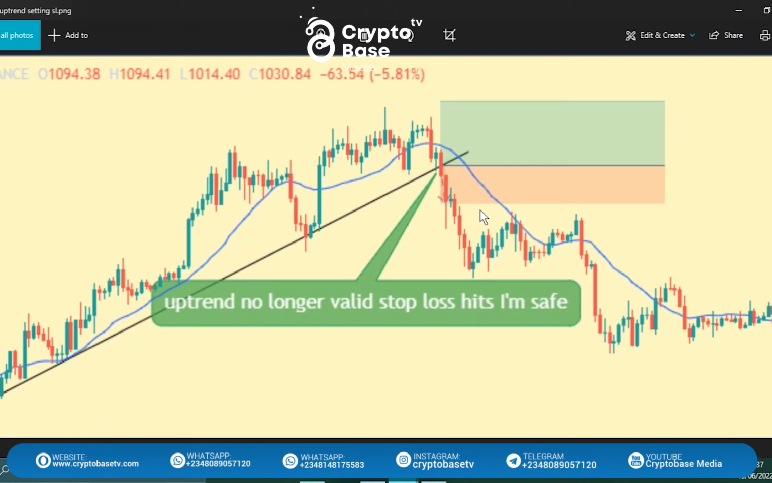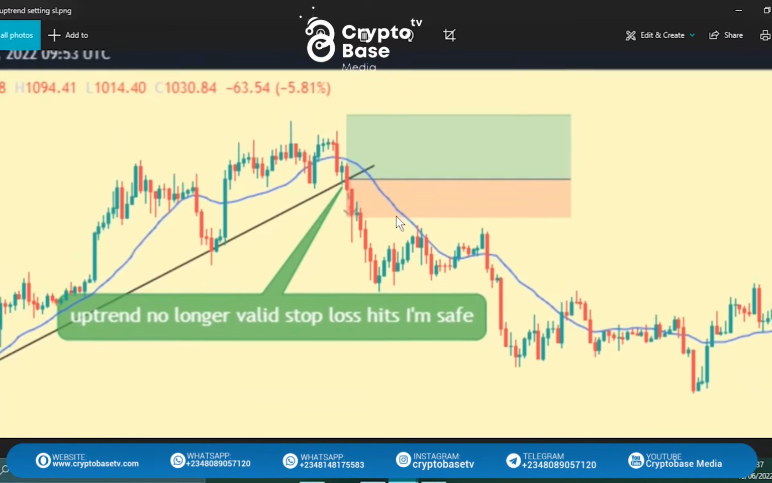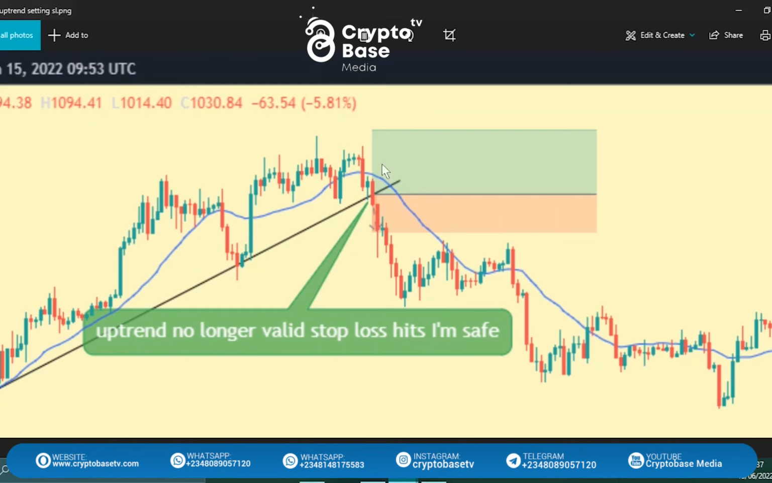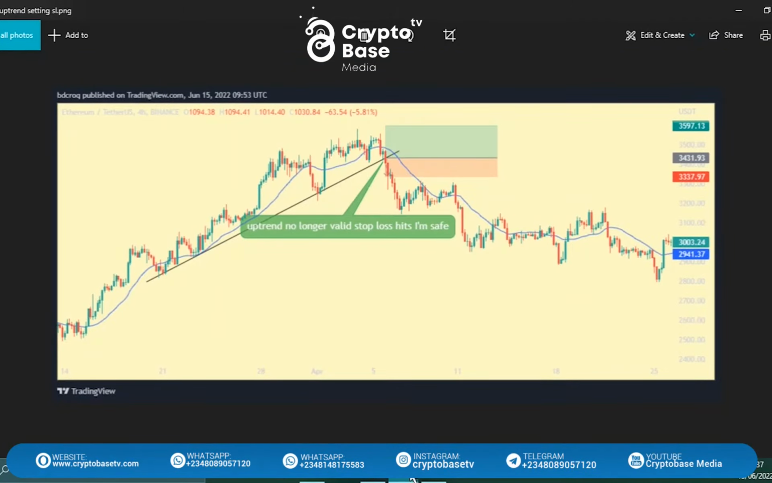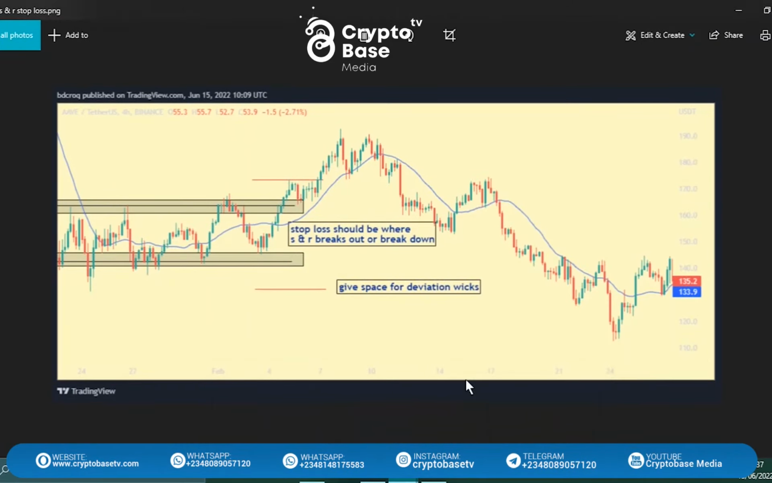This is using technical analysis to set your stop losses properly. You don't just say my stop loss is 5%, 10%. No, it doesn't work that way. So this is me setting my stop loss with technical analysis, and it is very easy to understand for you. Now, the last scenario I want to give you is the scenario of support and resistance.